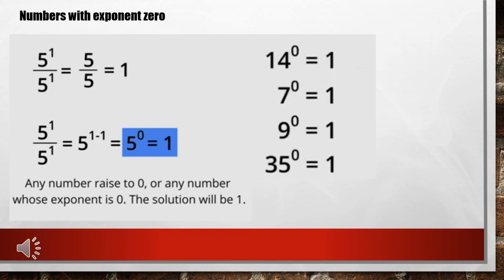So, we can generalize this property such that a raised to 0 is equal to 1 for any non-zero integer a. That is, for any number whose exponent is 0, the solution will be equal to 1. For example, 14 raised to 0 is equal to 1. 7 raised to 0 is equal to 1. 9 raised to 0 is equal to 1. 35 raised to 0 is equal to 1. That is, for any non-zero integer a, a raised to 0 is equal to 1.